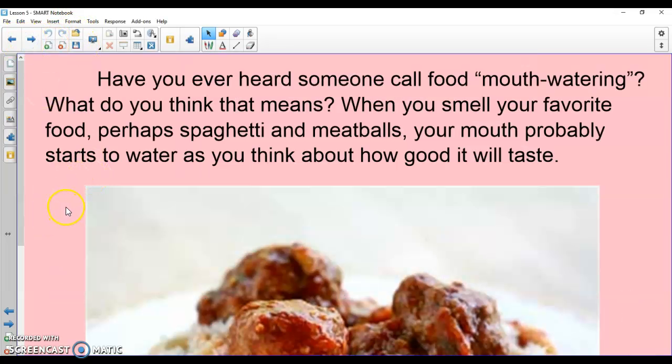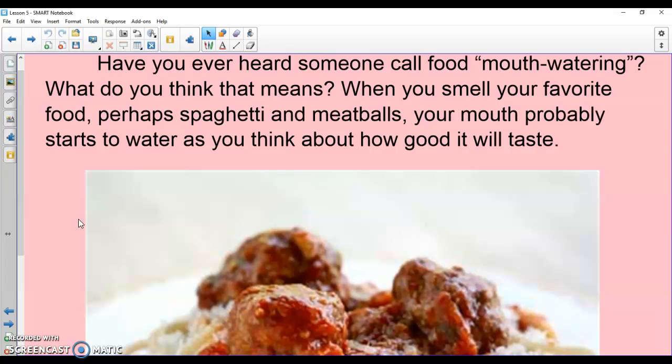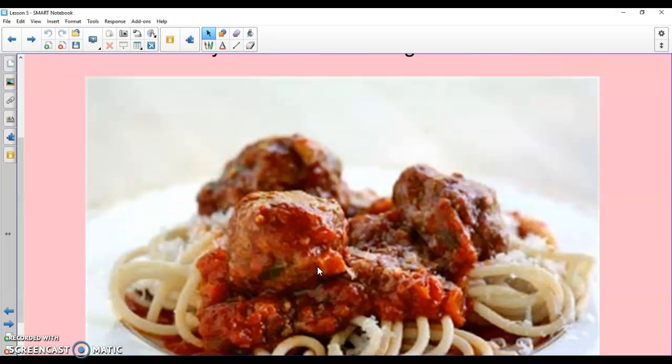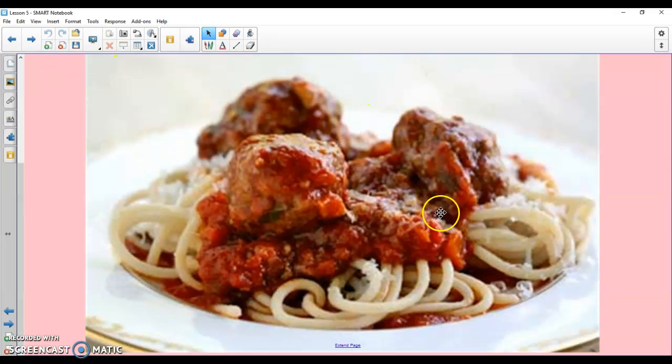Have you ever heard someone call food mouth-watering? What do you think that means? When you smell your favorite food, perhaps spaghetti and meatballs, your mouth probably starts to water as you think about how good it will taste. Yum, that's one of my favorite meals.